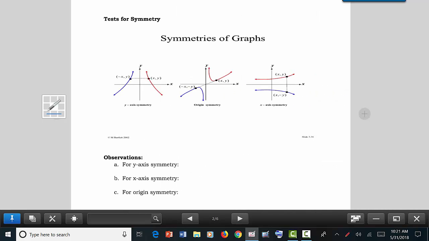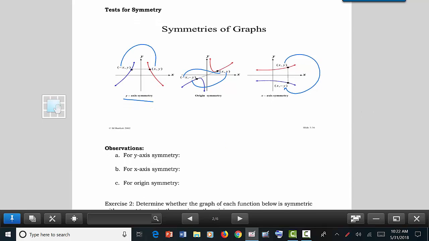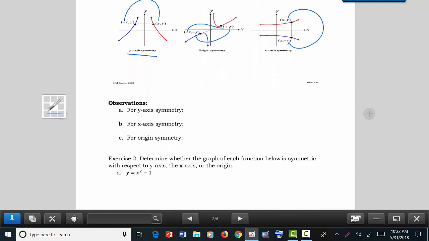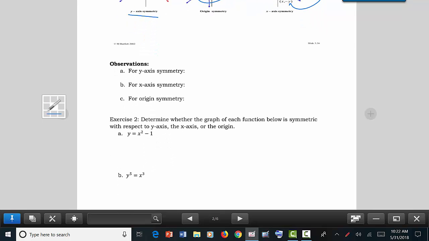Now here we have the tests of symmetry. Basically, if you read this information, for the y-axis symmetry, what you do is replace x by negative x and end up with the same thing. For the origin symmetry, you replace x by negative x and y by negative y and end up with the same thing. For the x-axis symmetry, you replace y by negative y, and if you end up with the same thing, we say the function has that kind of symmetry. But you already noticed in the x-axis symmetry, the graph is not a function. That's why you don't see that many problems for the x-axis symmetry.